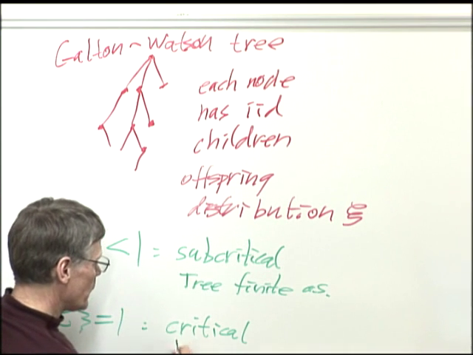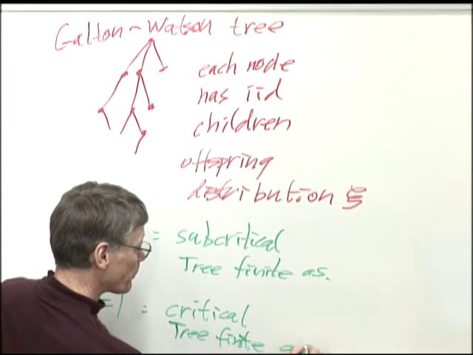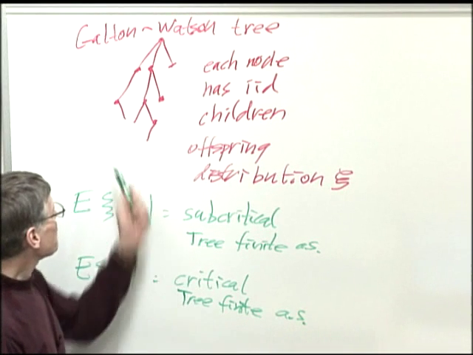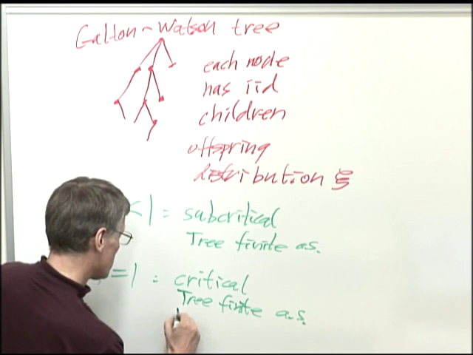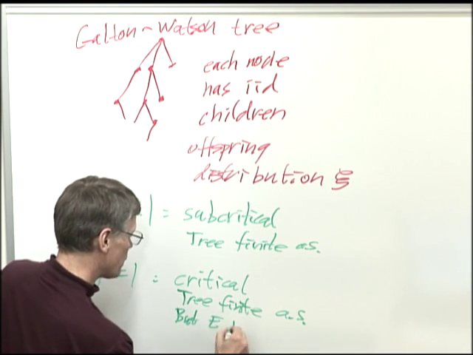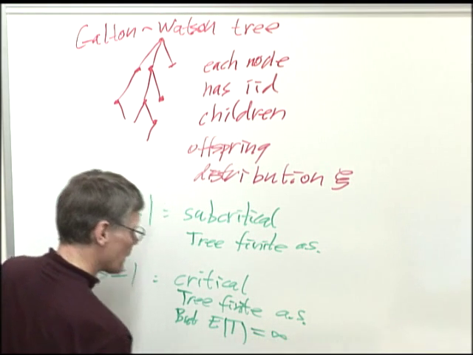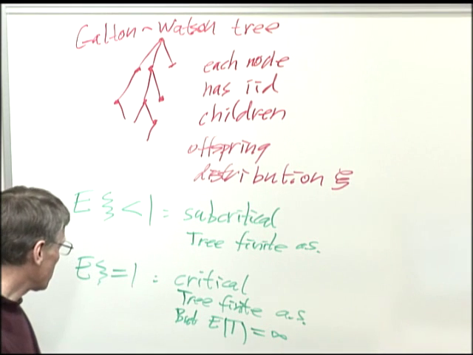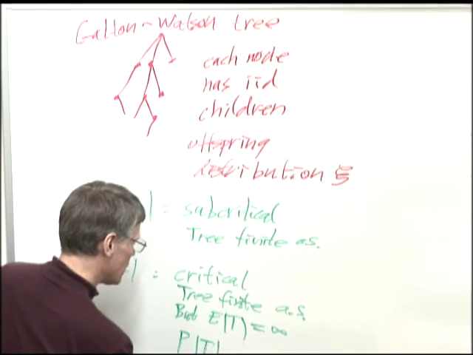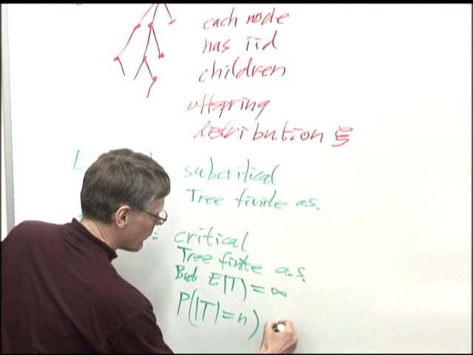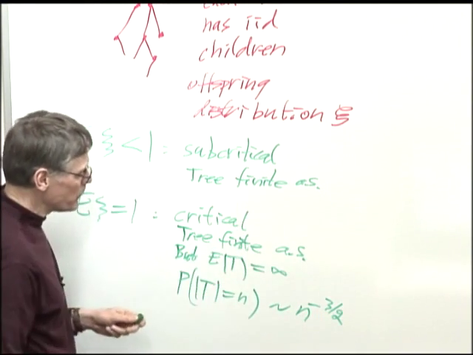Otherwise, it turns out that the tree is finite in this case too. It will almost surely die out, although the expected size is infinite. If T is the tree and this is the size of the tree, the expectation is infinite. And this is something we will use later: the probability that the size of T is n will be roughly of order n to the minus 3 over 2, whereas in the subcritical case it will decrease exponentially.